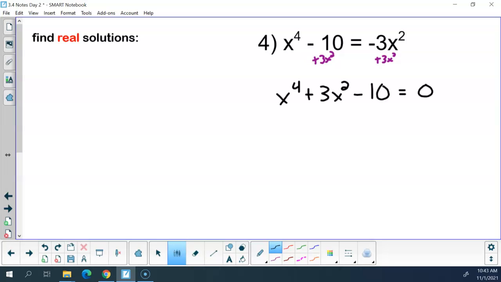What do you mean they're not in the right order? We want it in standard form, right? So you put the 3x squared in front of the 10. Okay?